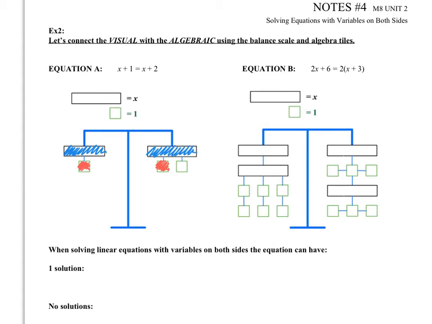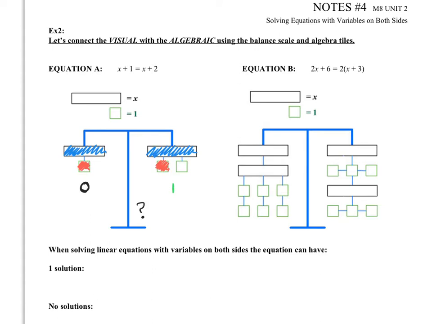And so what you'll see is that on my left side of my balance scale, I'm actually left with nothing, which means I'm left with 0. And on the right side of my balance scale, I'm left with 1. So imagine a balance scale where one side were 0 and one side were 1. Could that scale ever be balanced?